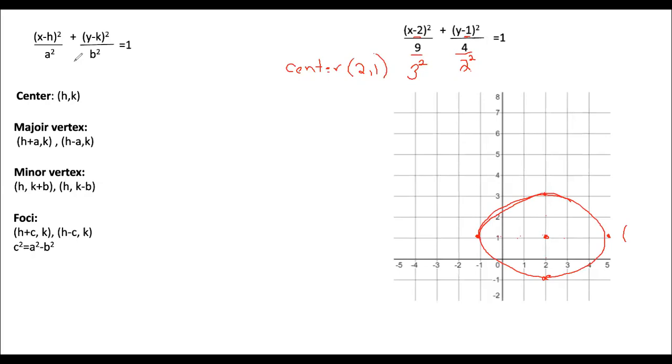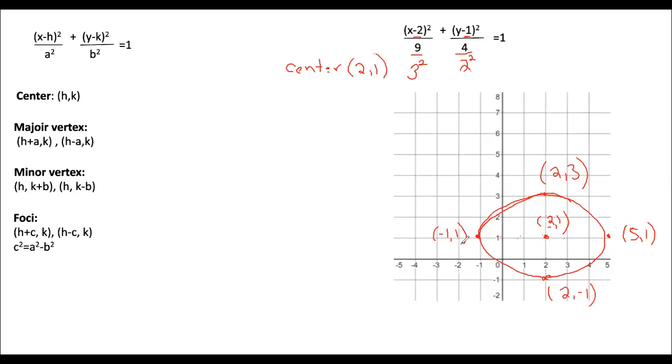And we can label these points. This is (5, 1), (negative 1, 1), this is (2, negative 1), this is (2, 3). And you can see we added b, which was 2, to our k. So our center was (2, 1). We added 2 up to 3, 2 down to negative 1. We added 3 to our h to get (5, 1), and subtracted 3 to get (negative 1, 1).